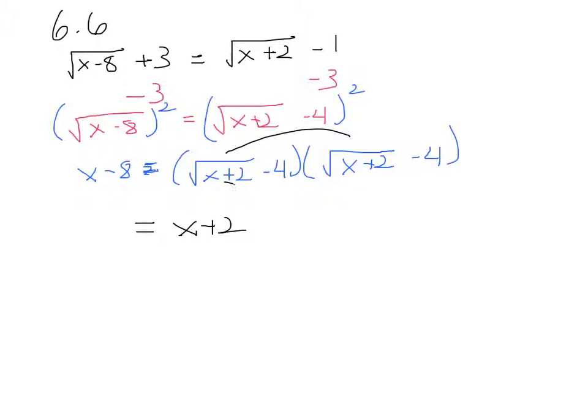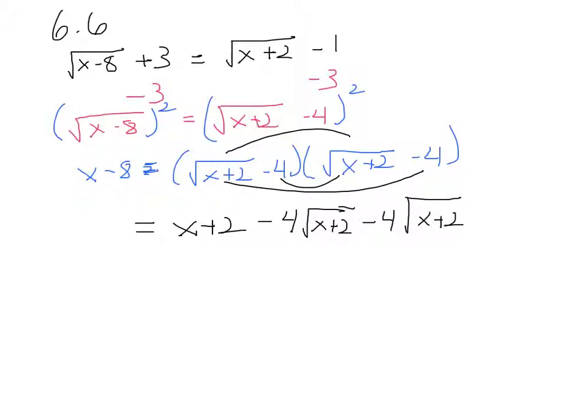Now I'm going to take care of my outer. So I have minus 4 times the square root of x plus 2. And I'm going to take care of my inner, which is again minus 4 times my square root of x plus 2. And then I'll take care of my last, which is plus 16.